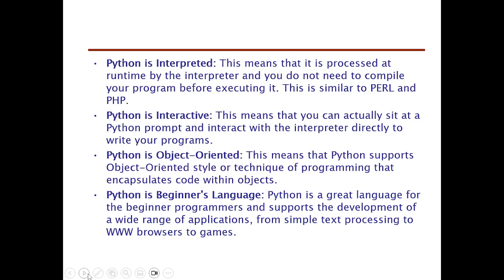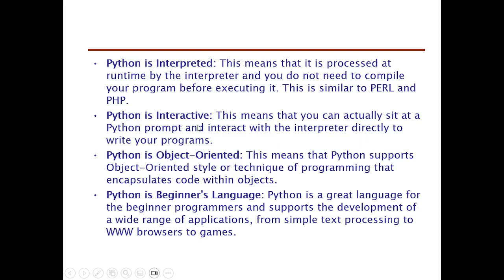Then Python is an interpreted language. This means that it is processed at runtime by the interpreter, and you do not need to compile your program before executing it. This is similar to Perl and PHP. So the correct example of a programming language that needs to compile before executing the file is Java. So Python is really very different from the Java programming language.